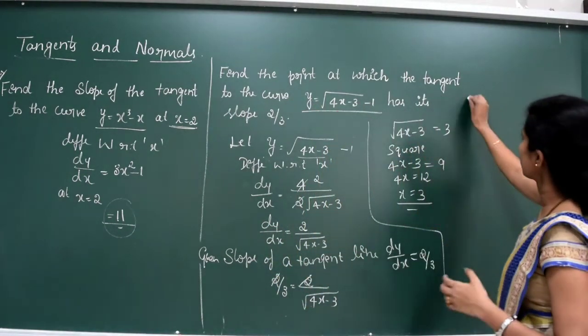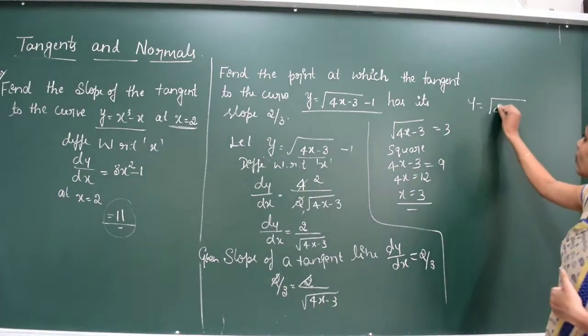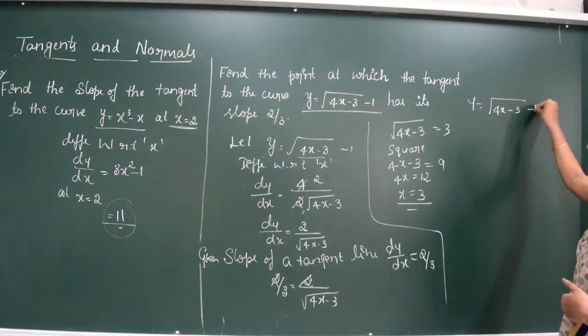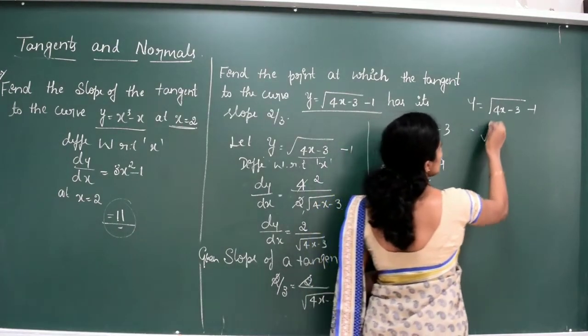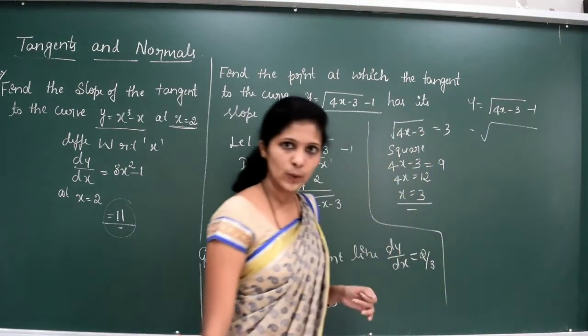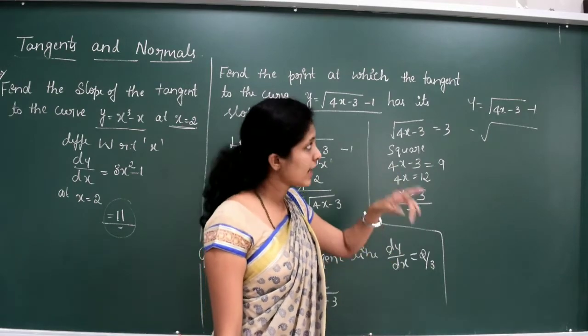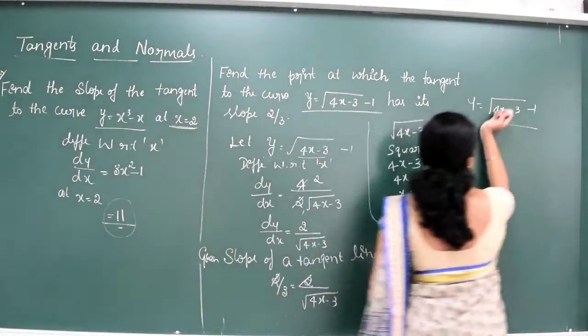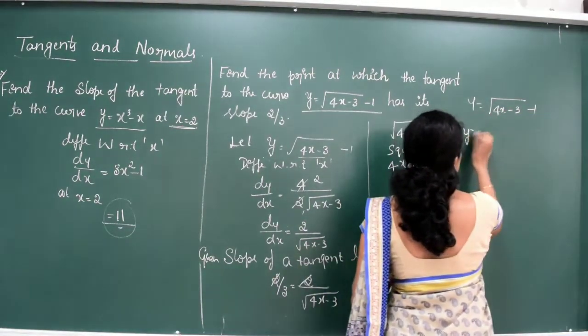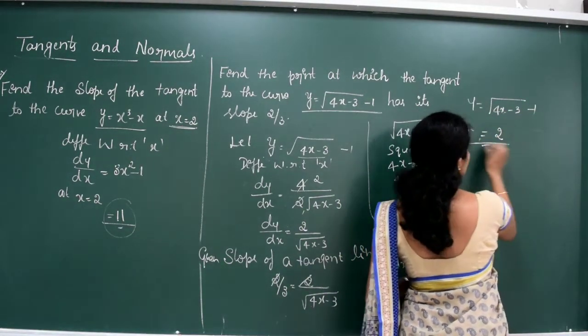So y is given as root of 4x minus 3, minus 1. Substitute the value of x as 3. So this will be root of 4 into 3, which is 12. 12 minus 3 will be 9. Root of 9 will be 3. 3 minus 1 will be 2. Right? So the value of y will be equal to 2. Is it clear? Just substitute x as 3 so that we will get the value of y.